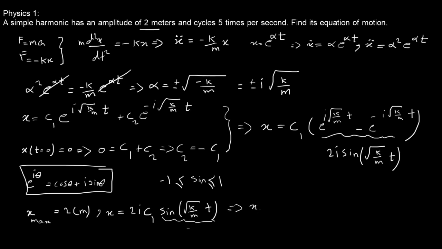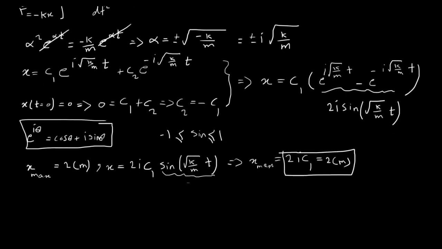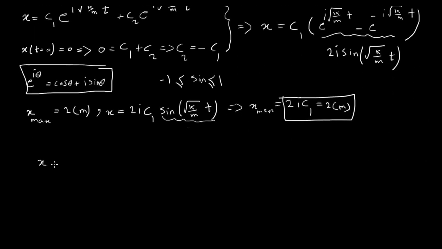Therefore, x max is equal to 2i c1, and from the other equation I know it's equal to 2 meters. So therefore 2i c1 is 2 meters, so I can use this in the equation for x. Let me move this down. x equals, instead of 2i c1, I use 2 meters: 2 meters sine of the square root of k over m t.